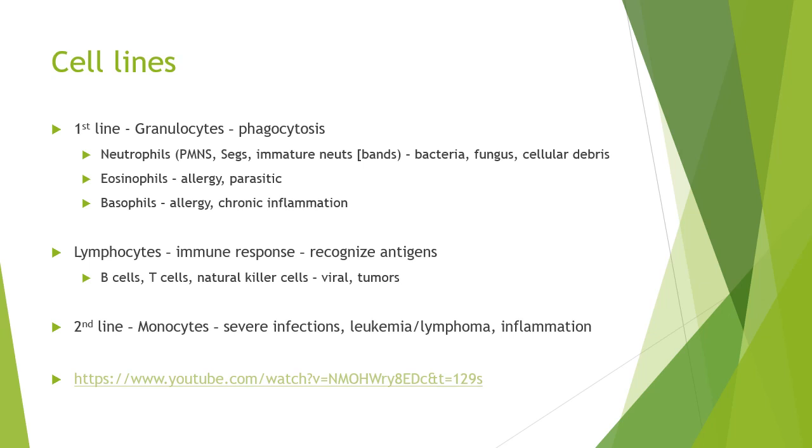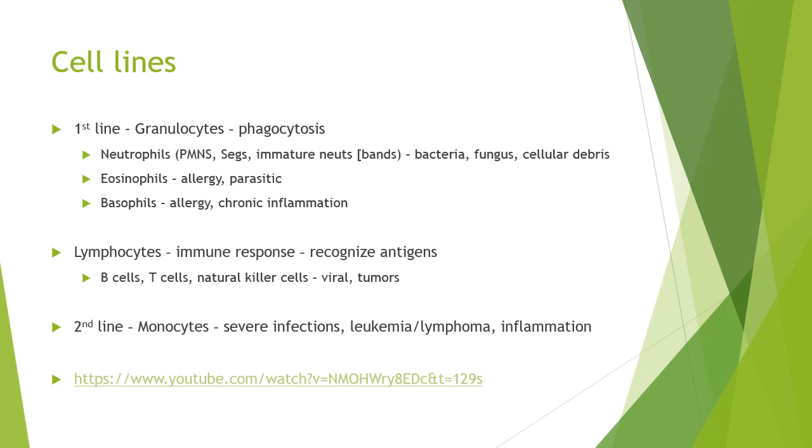And then you have your lymphocytes. They generate kind of a general immune response. They recognize antigens, and those are your B cells, T cells, and your NKs. And they go after viral infections and tumors. And then if you're releasing monocytes, that's your second line of defense, and that is for severe infections, leukemias, and severe inflammation.